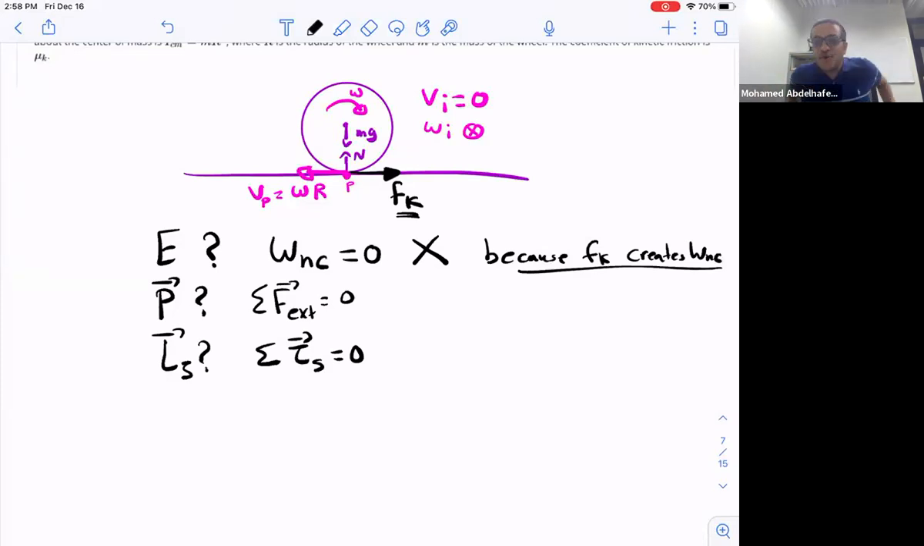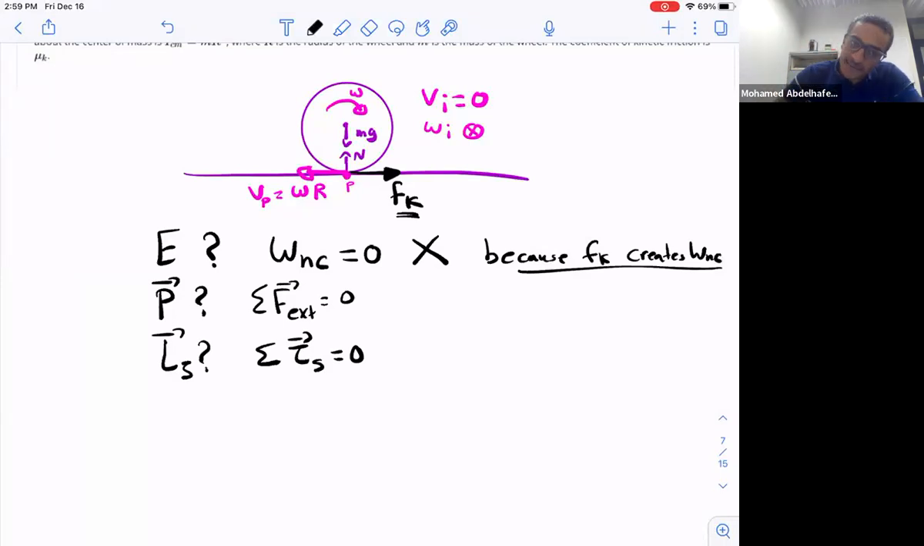So moral of the story, if you have kinetic friction, energy is not conserved. If we have static friction in any situation, static friction is fine. Static friction conserves energy. It doesn't do any work. Okay, so rolling without slipping, energy is conserved because of static friction. Any question about energy conservation here? We cannot use it because there is kinetic friction which dissipates energy, which is a non-conservative force.